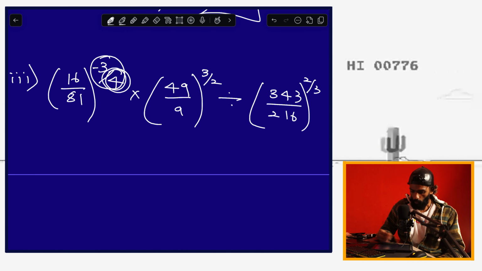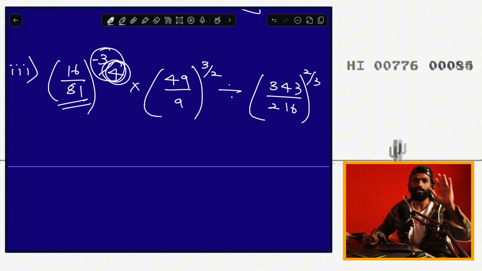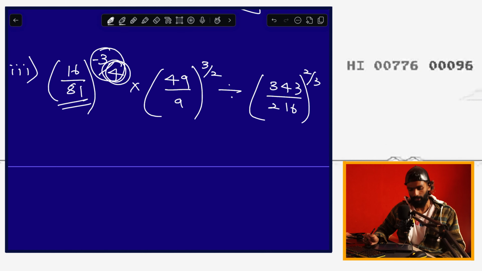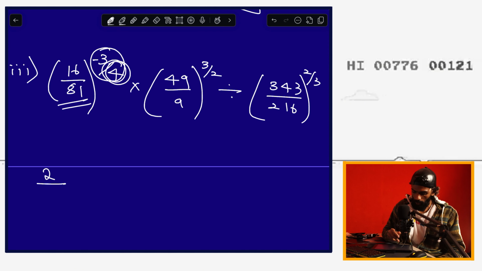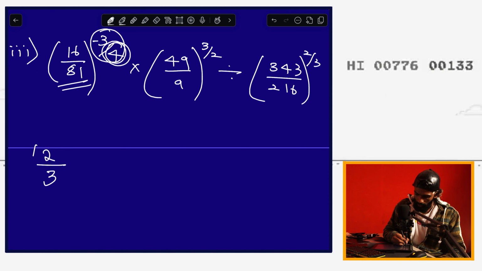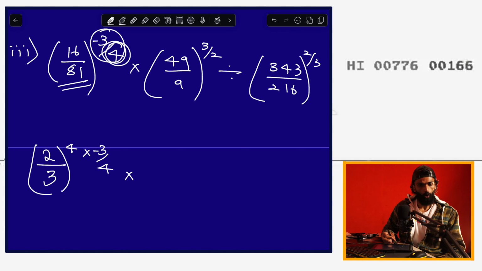Okay, if you want to keep the minus, let's do one thing. In this question, let's keep the minus as it is and let's solve. Let's see if there's any difference. So what to the power 4 is 16? 2 power 4. What to the power 4 is 81? 3 power 4. So can I write it as (2 by 3) to the power 4 into (minus 3 by 4) as it is? Into, copy paste as it is.